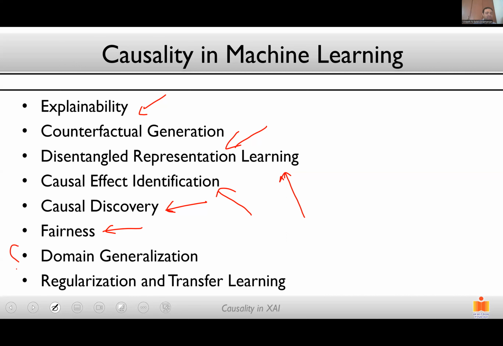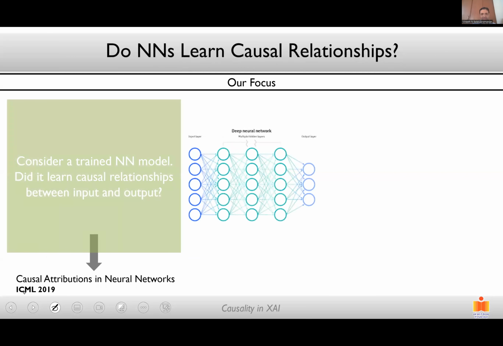It can also be used for domain generalization, transfer learning, and so on and so forth. So plenty of different applications, many of them yet to be explored and understood in detail at this point in time. Okay, so with that problem setup, I know I'm half an hour into the talk. Maybe I'll try to stop a few minutes ahead of time, so there'll be some time for questions.